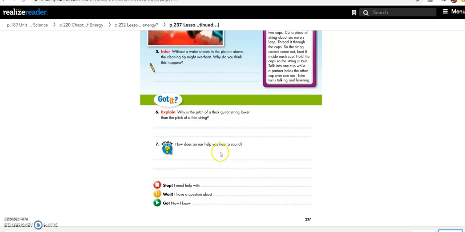All right, let's look at question six and question seven. Question six says, why is the pitch of a thick guitar string lower than the pitch of a thin string? So I have six strings on a guitar, like I said. I have a low string that makes that noise, and that's a thick string. And then I have a thin string. So thick, thin. Why is the thick one lower? What do you think?